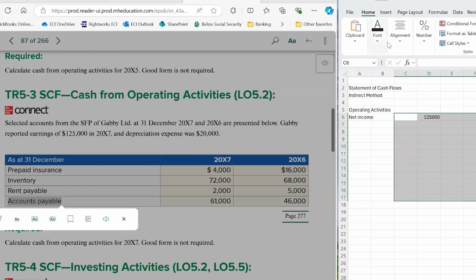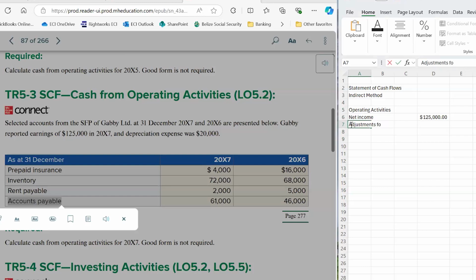I'm just going to format my numbers here just so it's a bit better. So there's my net income. Now, the problem with doing a cash flow statement is there are items that do not require cash, and we have to back these out. So these are going to be called adjustments. And basically, it's for items not affecting cash. So that's the first thing we have to do. So adjustments for items not affecting cash. So what type of items would those be?